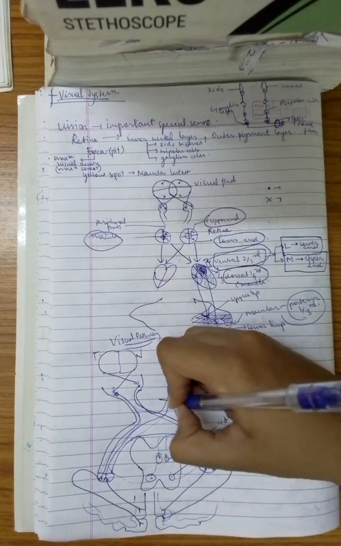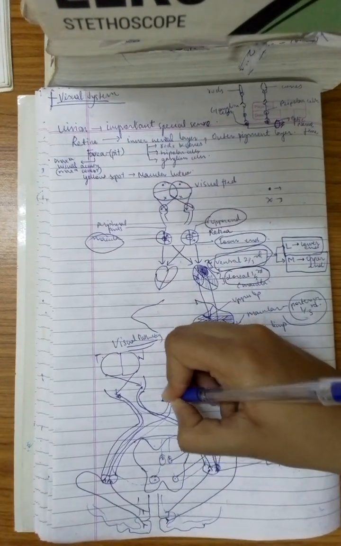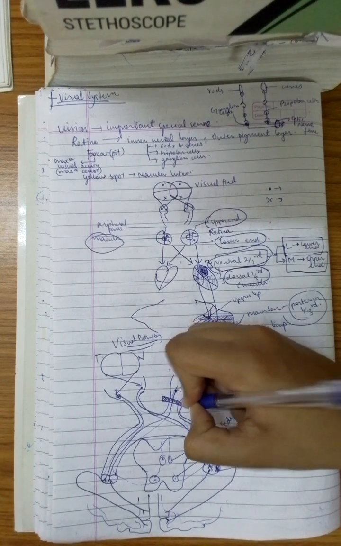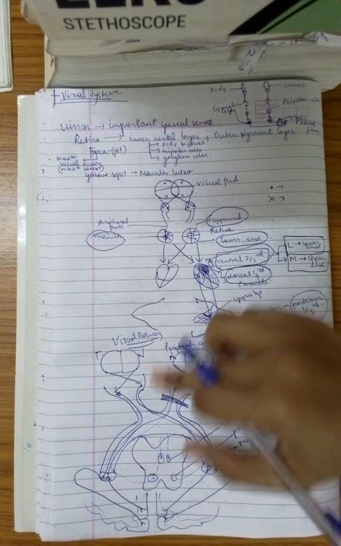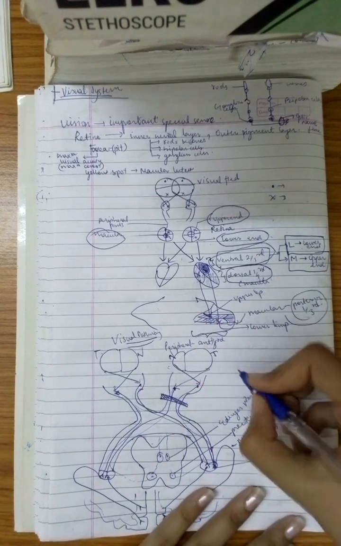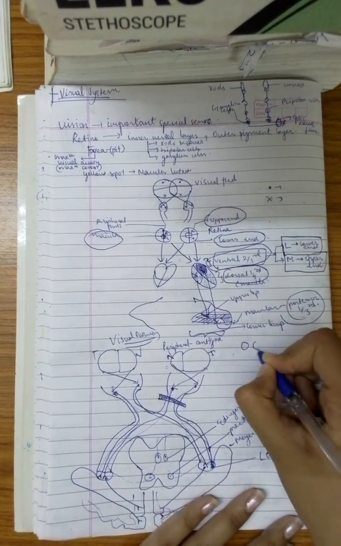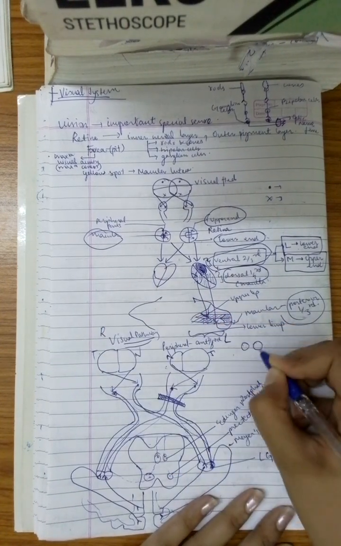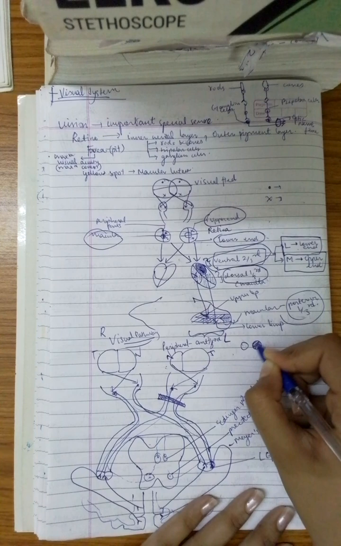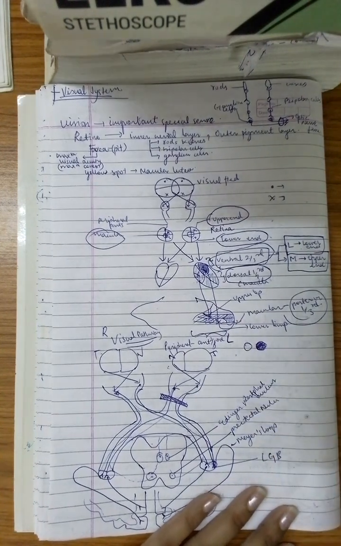So if a lesion occurs here, then this whole visual field of vision is lost. So suppose this is the right eye, this is the left eye, so there is blindness over the left eye, complete blindness of the left eye.